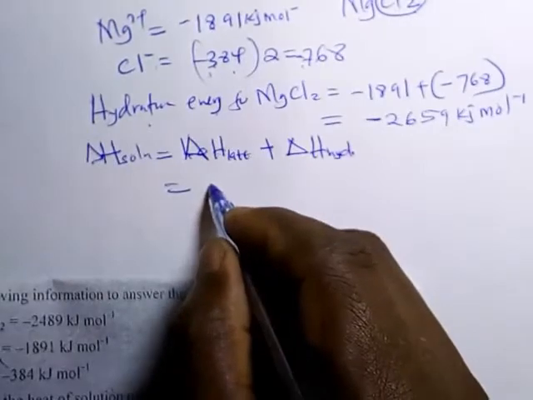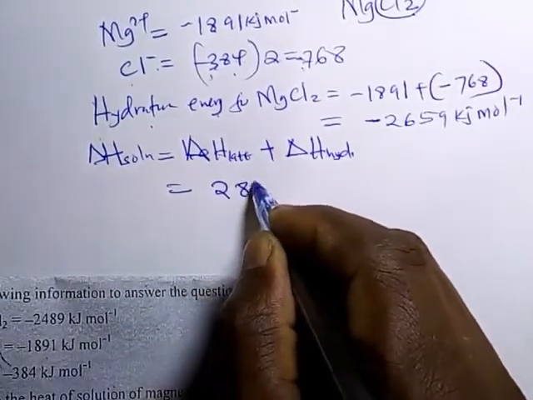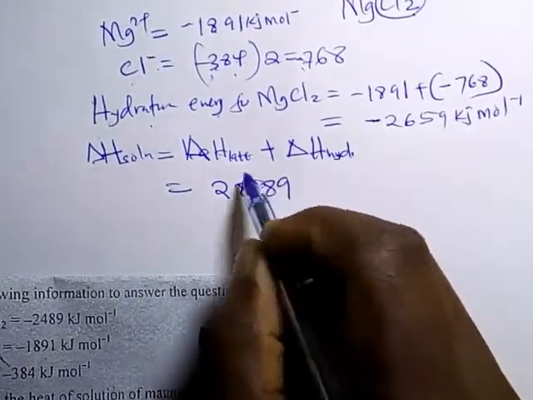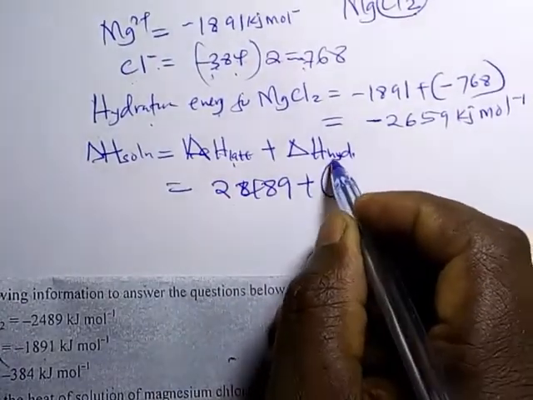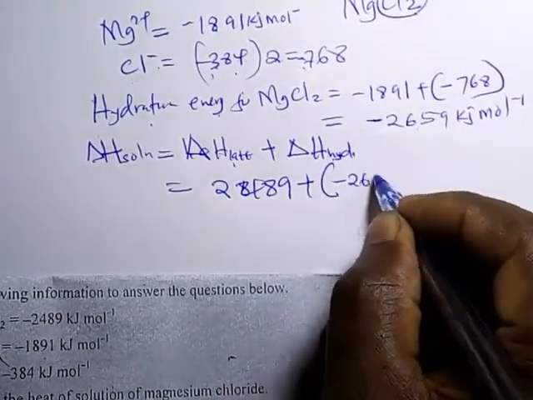We put here 2489, which is lattice, plus hydration negative 2659.